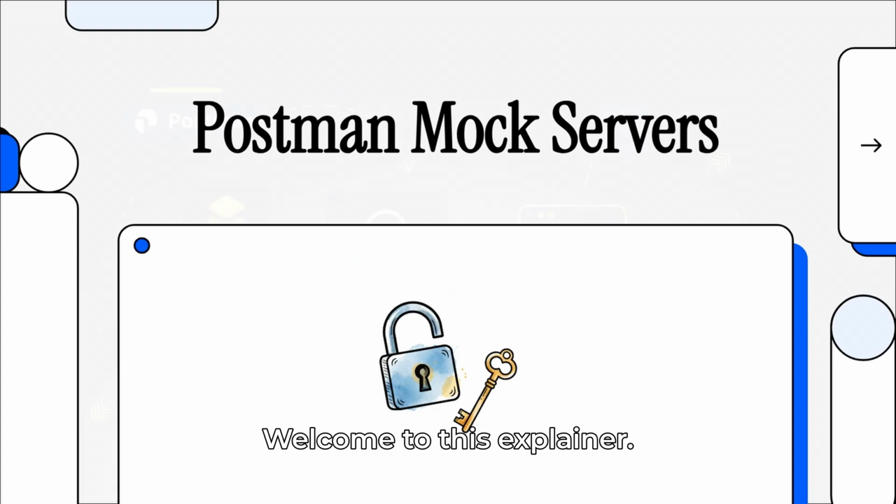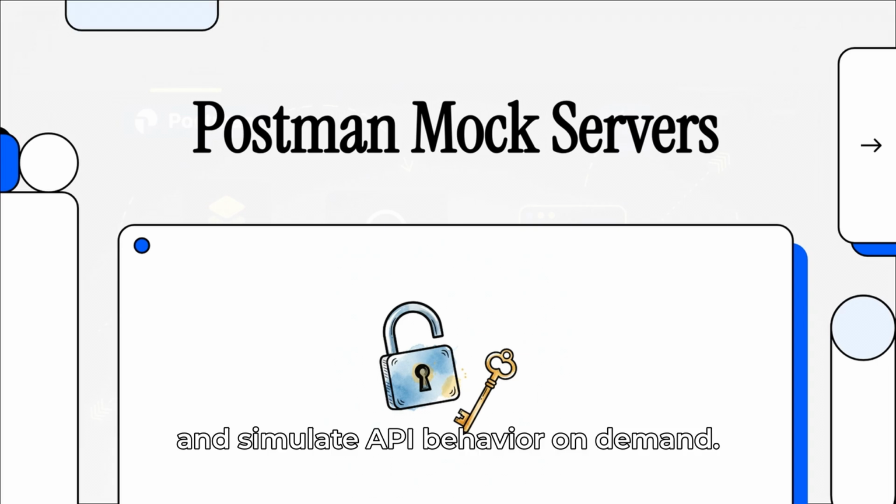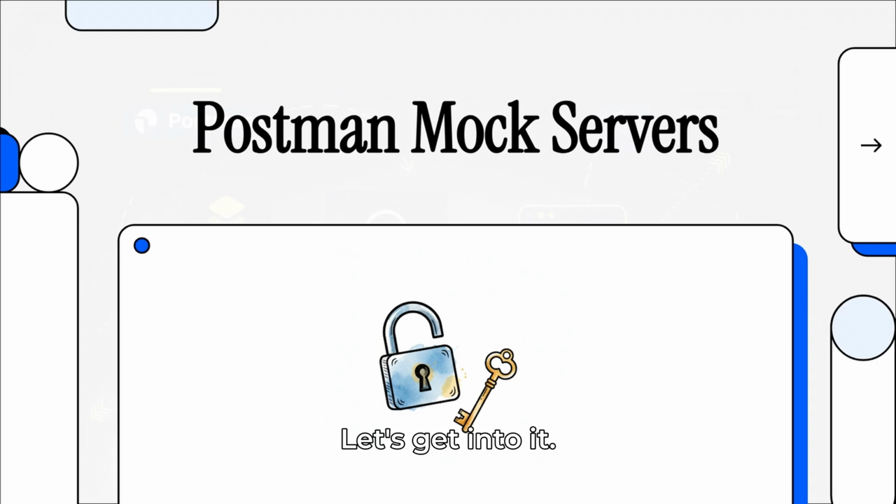Welcome to this explainer. Today, we're diving into a literal game changer of a workflow to keep your engineering and QA teams moving when systems, well, inevitably break. We're zeroing in on a genuinely crucial tool for IT support, Postman mock servers. We're going to look at exactly how you can rip backend dependencies right out of the critical path and simulate API behavior on demand. Let's get into it.